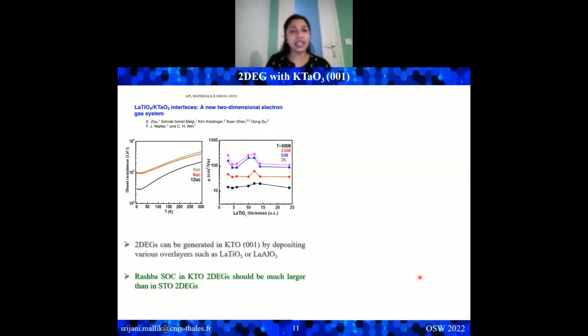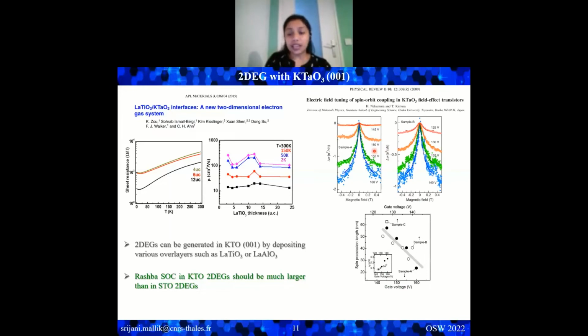However, why we think that KTO will be more interesting than STO is because the Rashba spin orbit coupling in KTO should be much larger than in the STO 2DEG because of the presence of tantalum, which is titanium in the case of strontium titanate, and we know that tantalum is a heavy metal, higher than titanium. So this is why we expect that the Rashba spin orbit coupling will be much higher, which may give rise to higher spin to charge conversion.